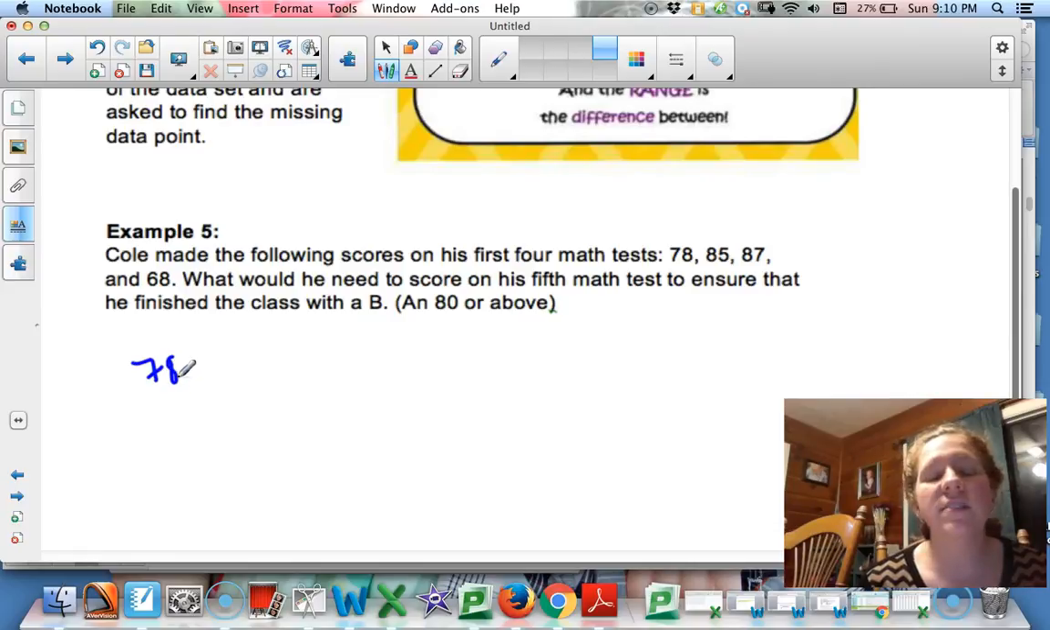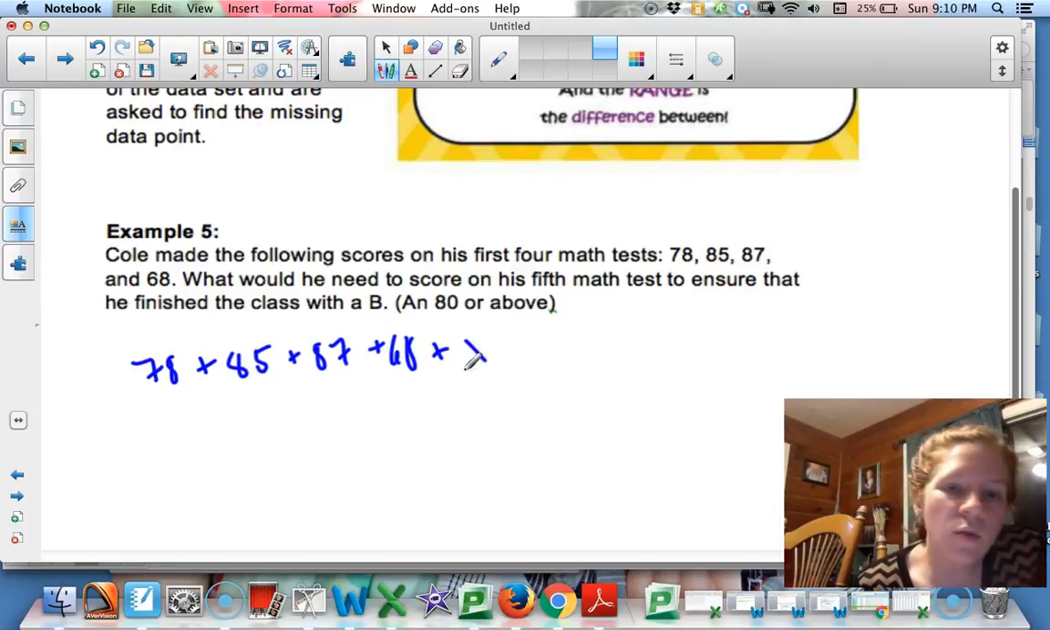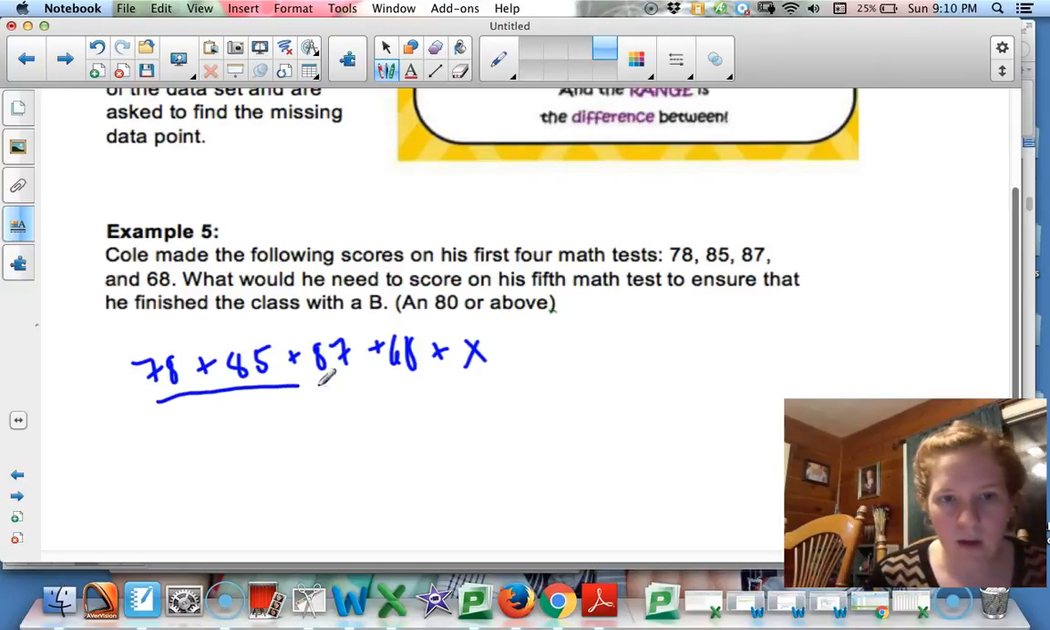Well, remember, our steps for finding the mean is first add up all your data points. So 78 plus 85 plus 87 plus 68 plus some unknown fifth test that we don't know yet. And then the next thing we do after we add all the data up is we divide by the number of data pieces we've got. So 1, 2, 3, 4, 5. You count that fifth test, even though we don't know what it is yet, we know that when he gets his final average, he's going to need to divide by 5.